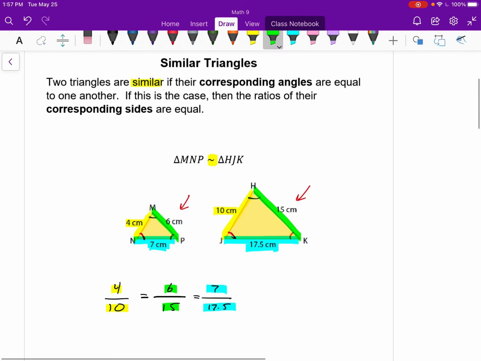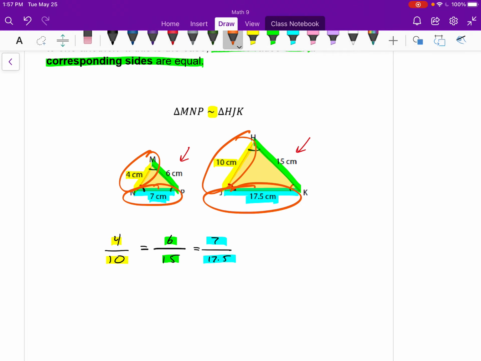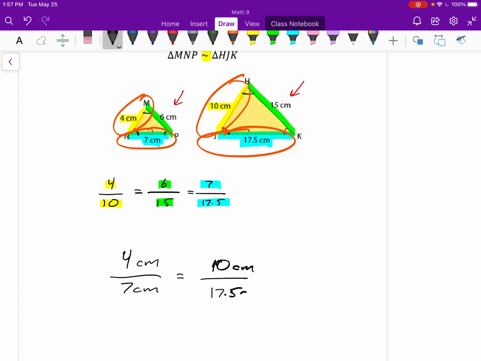And that's really what this last line means. The ratios of their corresponding sides are equal. And I can find tons of combinations of this. For example, if I go this side divided by this side, I'll get the same ratio if I go this side divided by this side. And I'll show you. If I go 4 centimeters over 7 centimeters, I'll get the exact same ratio if I go in the same order 10 centimeters divided by 17.5 centimeters.